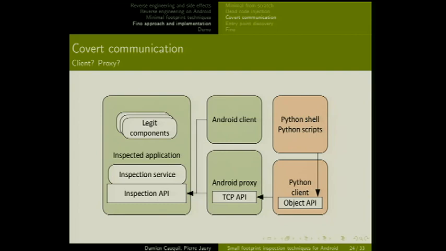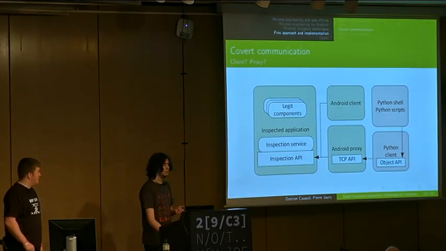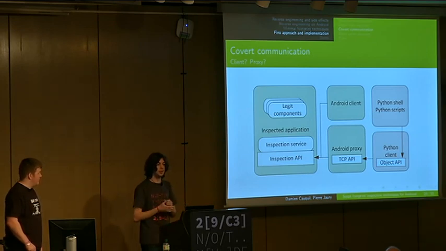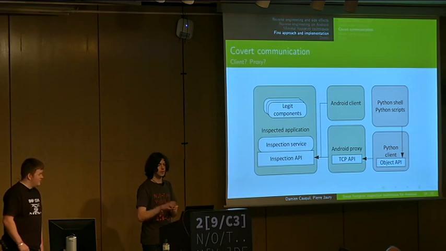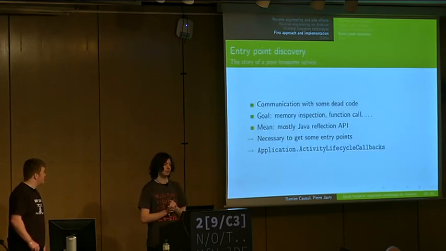So we can build Android clients for our debugging tool, but it's still not very handy to use. So we built an Android proxy, something that communicates with the API and provides a TCP API over the network. And then we built some Python API, and we built many tools on top of that. So how does it go?